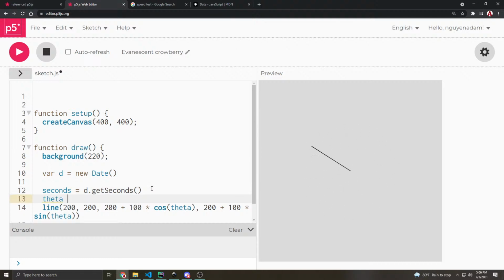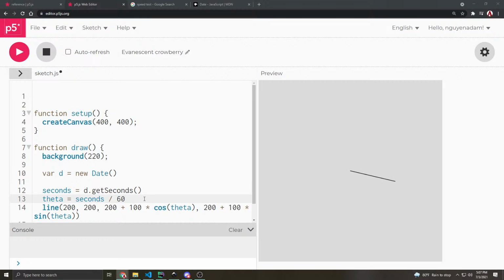So if we go theta equals, let's just try seconds over 60, right? So the proportion out of 60 seconds, the 60 seconds in the full rotation. And if we go, you can see it's rotating. But it's not really rotating fast enough for some reason. Right, and that's probably, let's see. Oh, it kind of bounces back.